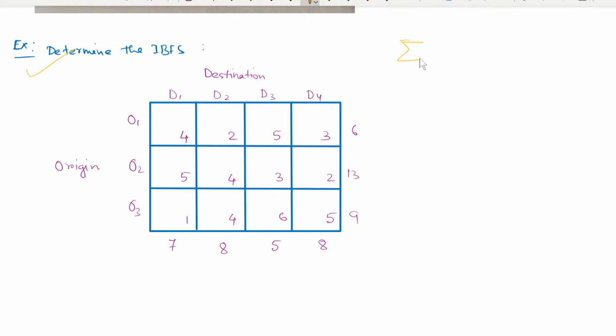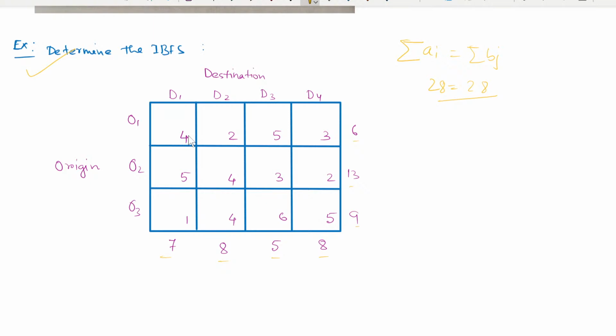Just check whether summation ai equals summation bj. Summation ai means 6 plus 13 plus 9, which is 28, and summation bj means 7 plus 8, 15, plus 5, 20, plus 8, which is 28. Therefore summation ai equals summation bj. That means the problem is a balanced transportation problem, and these are the costs.